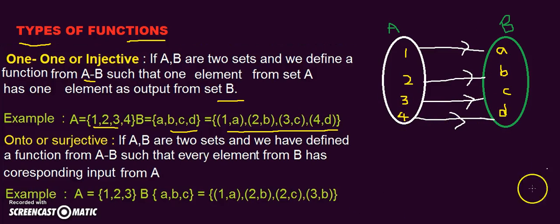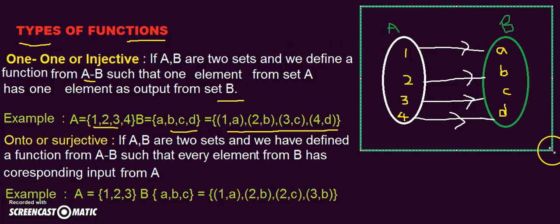Now if we observe this Venn diagram, every element from set A is associated with a unique element from set B. So if you observe our picture, you can find that only one element has only one output: one element from the domain and one element from the range. So this type of function is known as a one-to-one function or injective function.